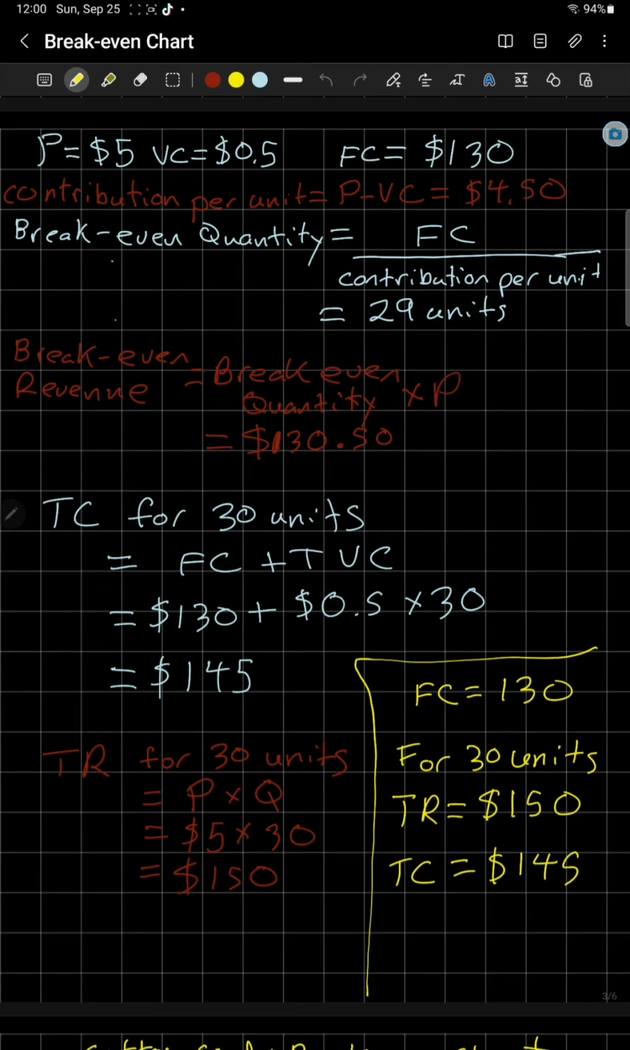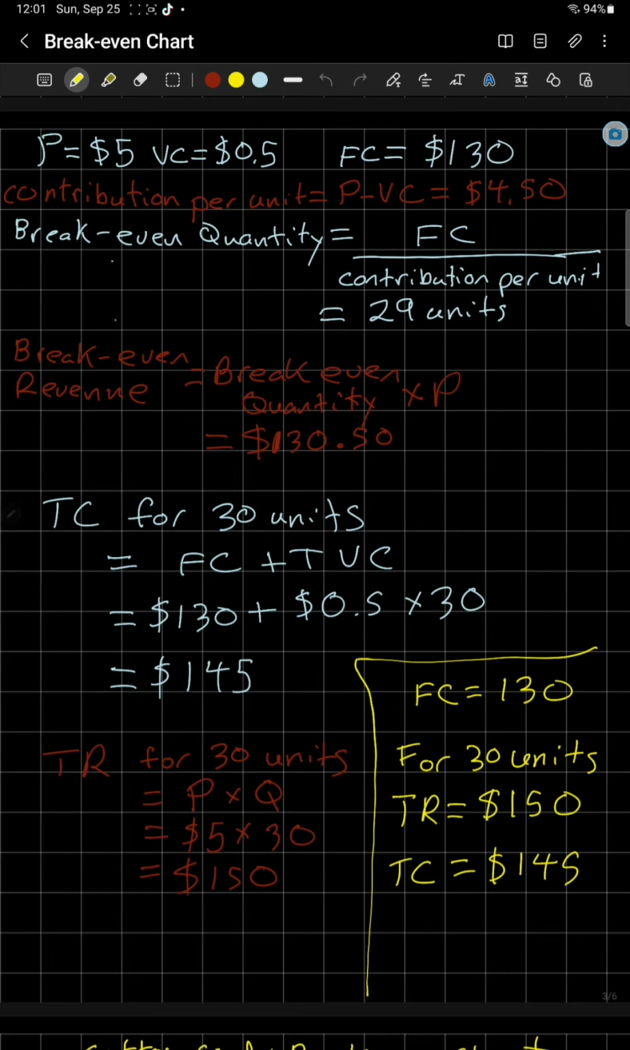And I'm going to suggest you find the break-even quantity and break-even revenue for two reasons. One, it'll help you in deciding what numbers to put on your scale, like on your X and Y axes. And it'll also help when you're deciding if your graph is accurate or not. So break-even quantity is just your fixed cost, which we already decided is $130, divided by the contribution per unit, which is $4.50, equals 29 units. So the break-even revenue is just the break-even quantity times price. So 29 times $4.50, it's $130.50.